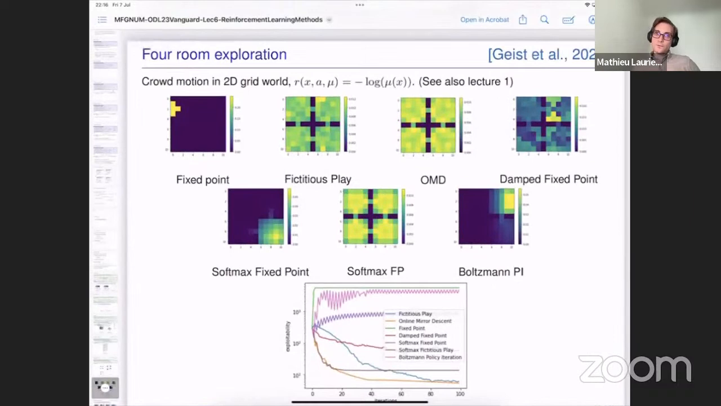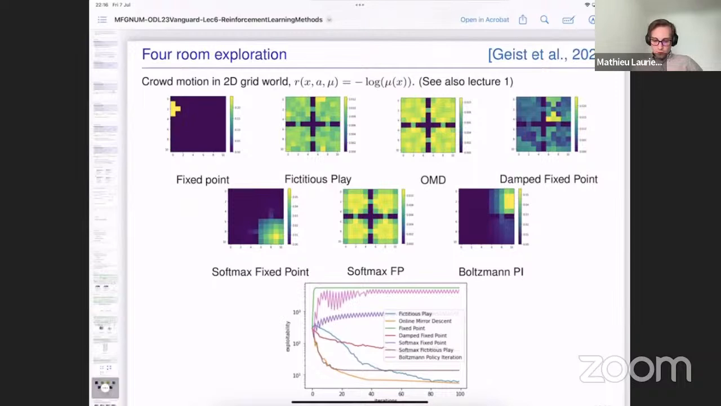Another one that I showed in the first lecture, so hopefully now it makes more sense. This is the example with 4 connected rooms. People start in the top left corner and they pay a cost, which is the entropy. So they want to minimize entropy by spreading throughout the room.